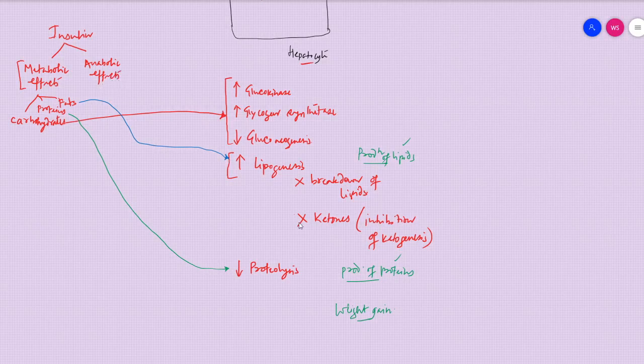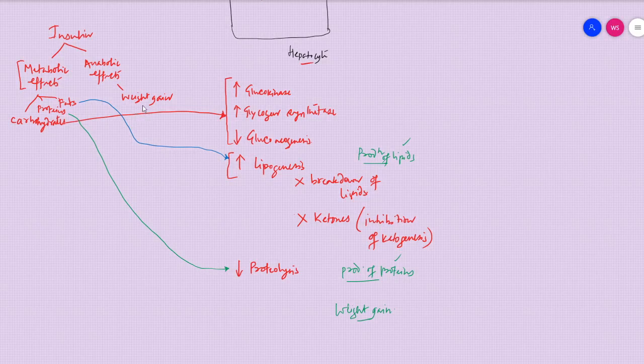Okay, and it is the anabolic effects, as we have seen here, that lead to weight gain. Which also means if there is no insulin, then the opposite of all these processes is going to happen. There is decreased glucokinase, decreased glycogen synthesis, increased gluconeogenesis, decreased lipogenesis, formation of ketone bodies, and increased proteolysis. So people with insulin deficiency would become emaciated. Okay, they would become thin.